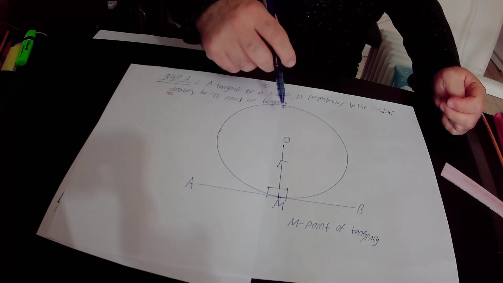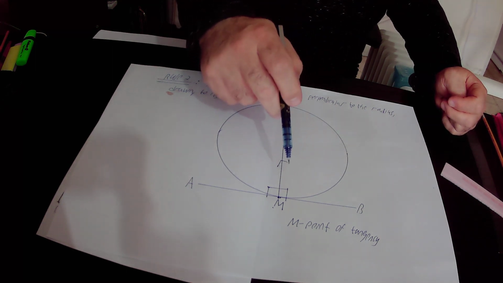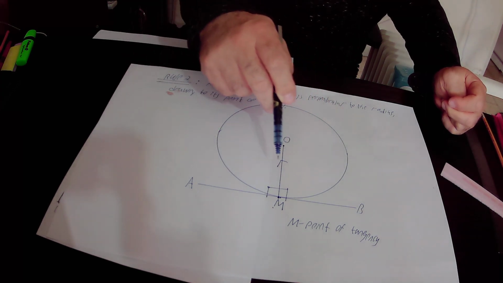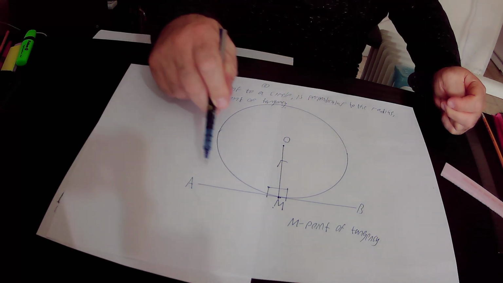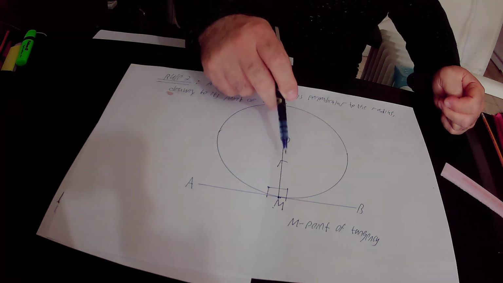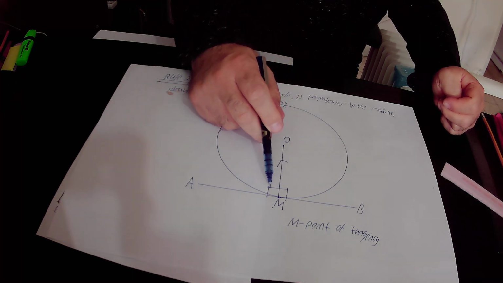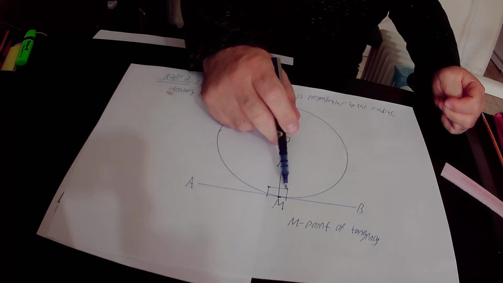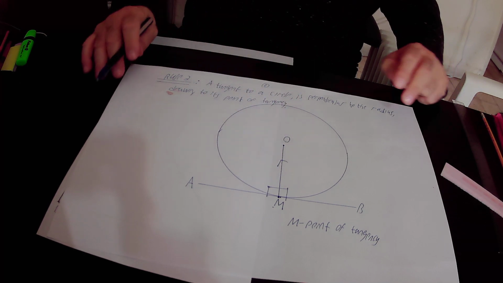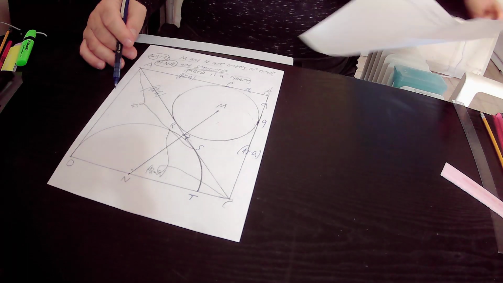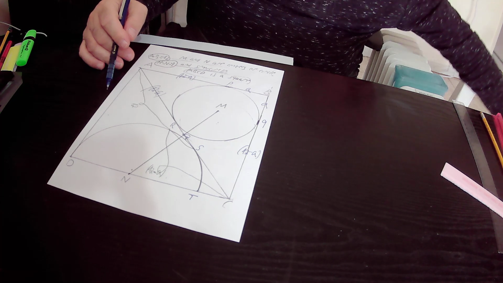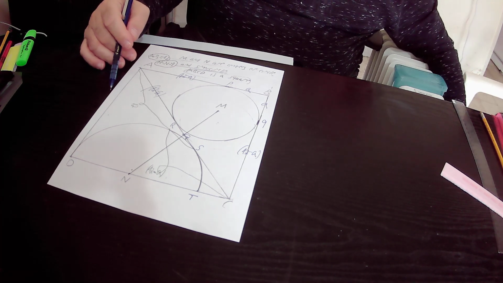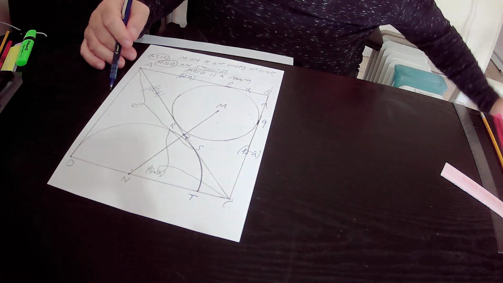Because the radius OM is drawn to the point of tangency, to point M, that is the point of tangency of tangent AB with this circle, therefore the tangent AB will be perpendicular to this radius OM. That is to say, this angle will be equal to 90 degrees and this angle will also be equal to 90 degrees. Okay? We actually can implement rule number 2 in our drawing.